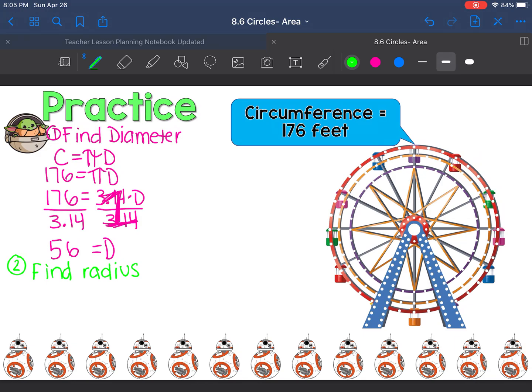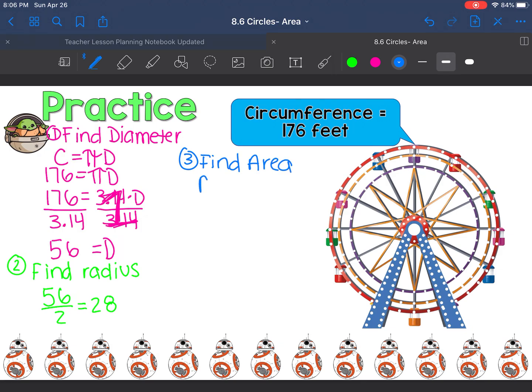So remember, the radius is half of the diameter. 2 radiuses equal 1 diameter. So in order to figure out what the radius is, I just need to divide the diameter by 2. 56 divided by 2 is 28. So now that I know what my radius is, I can now find my area. So step 3, find area.